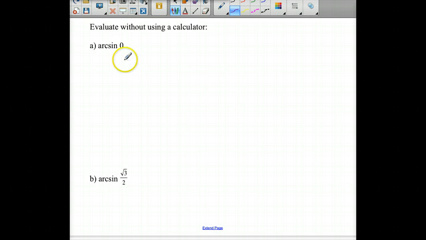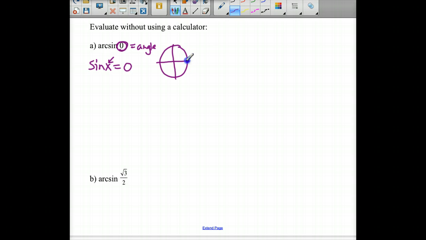All right, so we're asked to evaluate these without using a calculator. Think about what it means. Usually we would say sine of x equals 0. So this is what the answer is for the angle that we don't know. So this is asking for the angle. The inverse sine will always be asking for an angle, and the 0, or whatever number we have here, is the answer of the sine of that angle. So we're trying to find the angle that has a sine of 0.